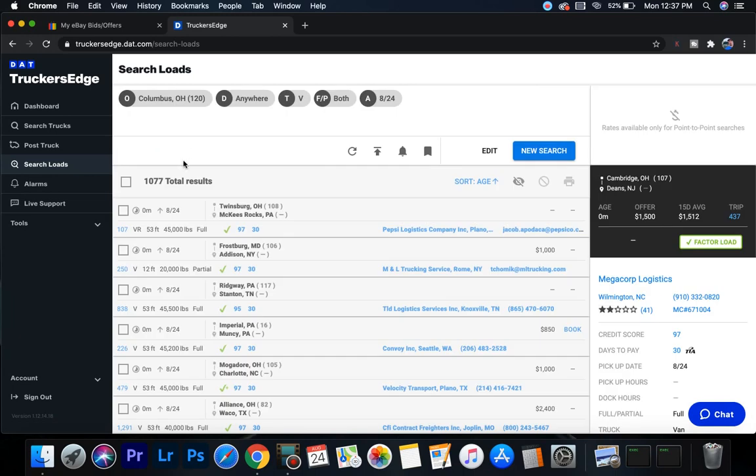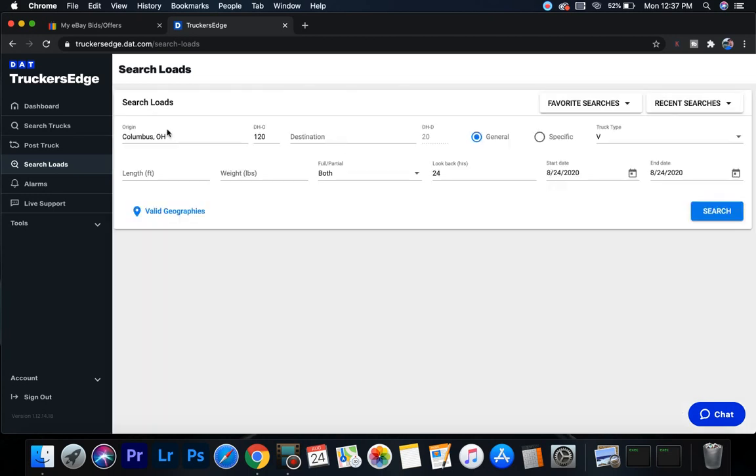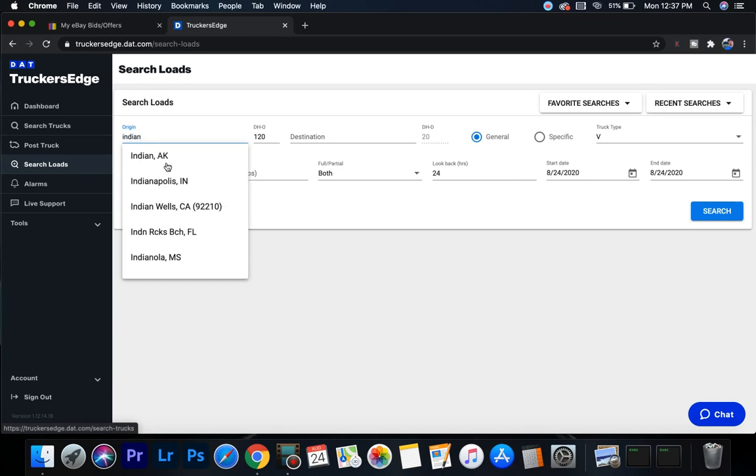Come on now. We're about done with this. Yes, 2,000 loads in the Columbus market. So if you're in the Ohio market, there's plenty of freight to be had. Let's check out the market I'm going to, Indianapolis.